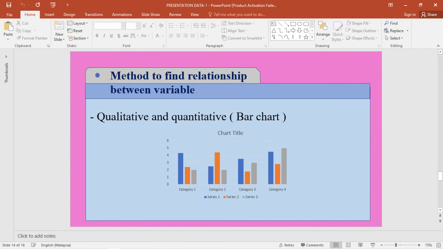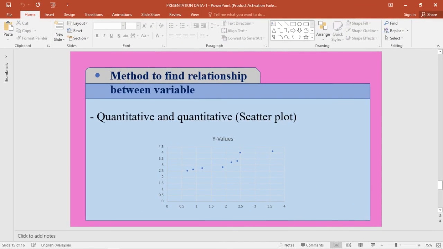The second method, used to find the relationship between a qualitative and a quantitative variable, is a bar chart. It is a chart made of bars in which the y-axis represents frequency, while the x-axis represents category. Lastly, the method used to find the relationship between two quantitative variables is a scatter plot. It is used to measure the direction and strength of the linear relationship between two quantitative variables.